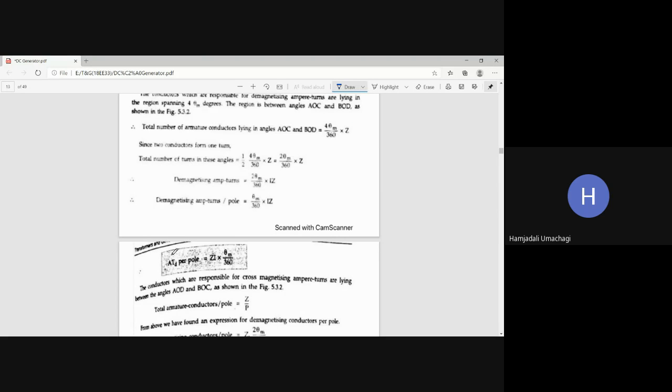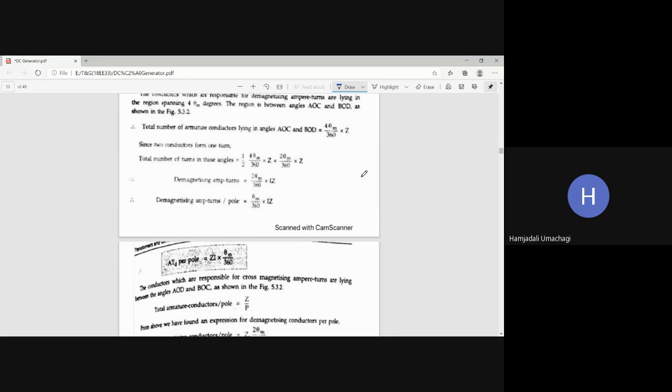So this is nothing but demagnetizing ampere turns per pole, which is equal to Iz theta m by 360. Is it clear? This is the derivation for ATD per pole. Is it clear, all of you?